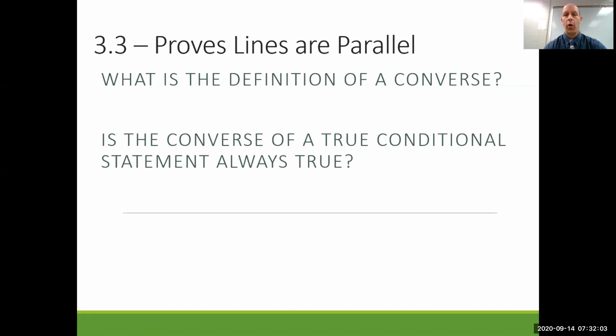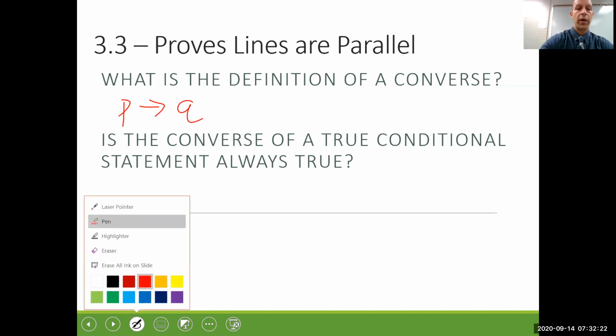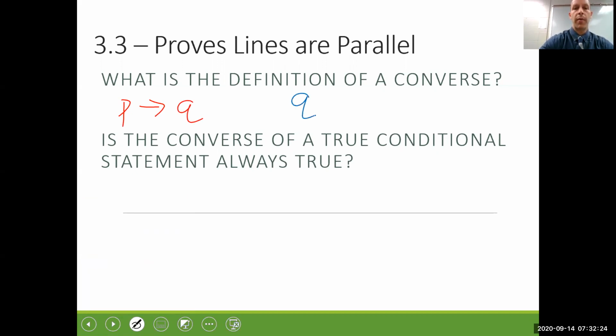Number one, what is the definition of a converse of a conditional statement? We talked about this back in chapter 2. We talked about a conditional statement and then what its converse is. Hopefully you remember that a conditional statement might be something like P arrow Q. So what would the converse be? Remember, the converse, you just take the hypothesis and the conclusion and you change them around. So this is a converse.